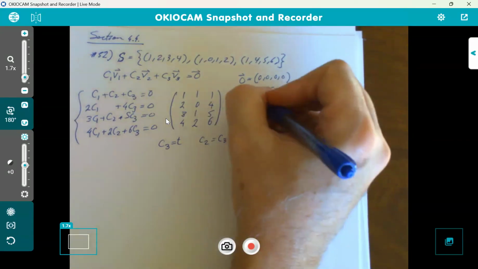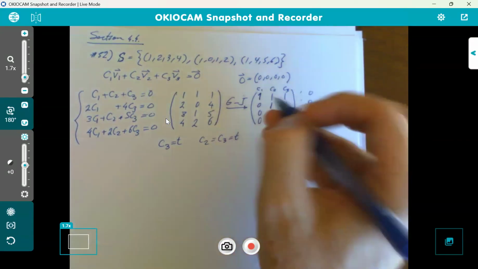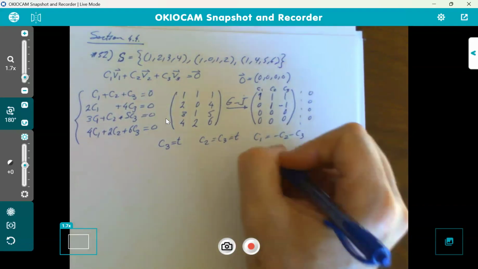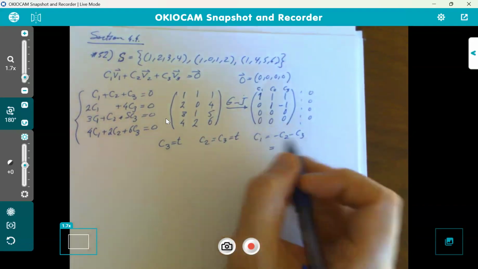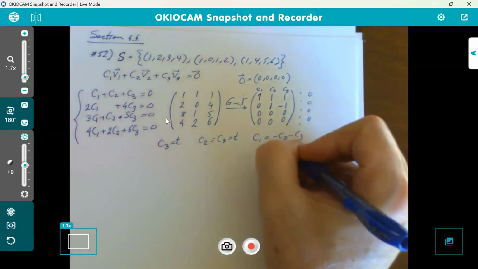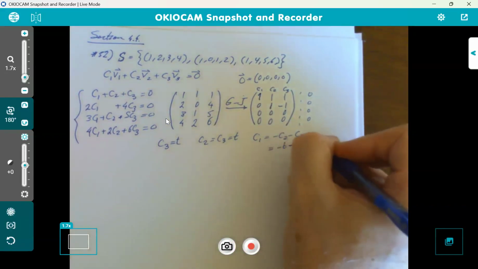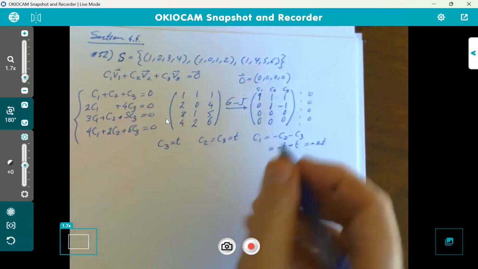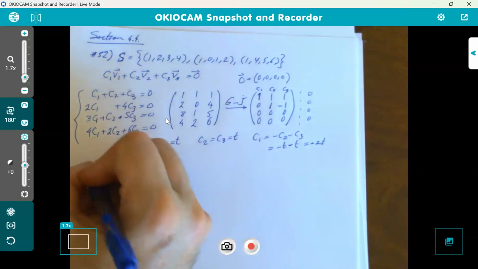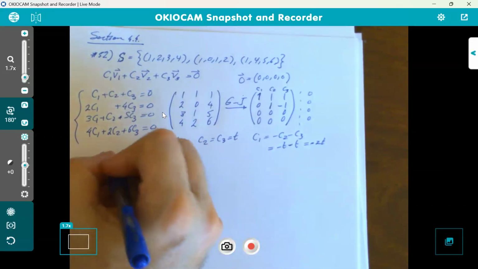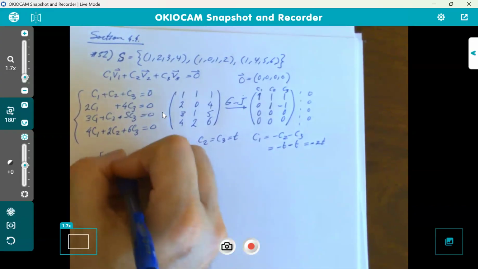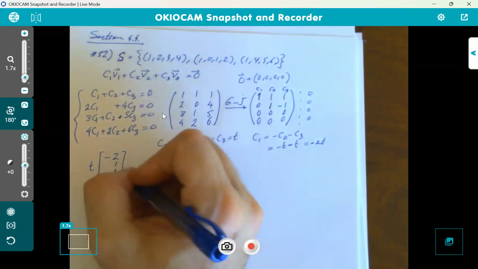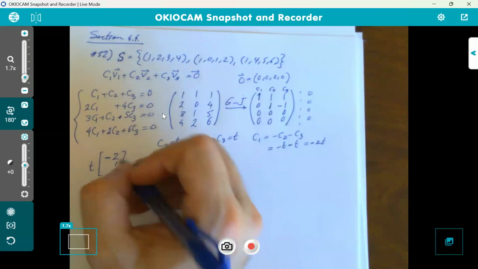C1, take C2, C3 to the other side. So C1 is negative C2 minus C3. But then C2, C3 are T, correct? So it's going to be negative T, negative 2T. That's what that one is. Perfect. So we have the parametric solutions. It's going to be negative 2, 1, 1. There you go.